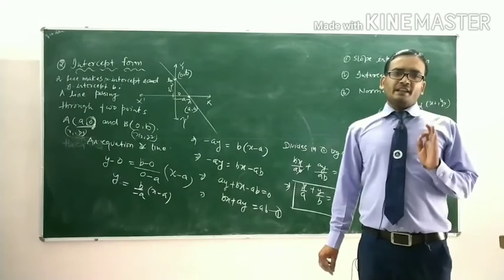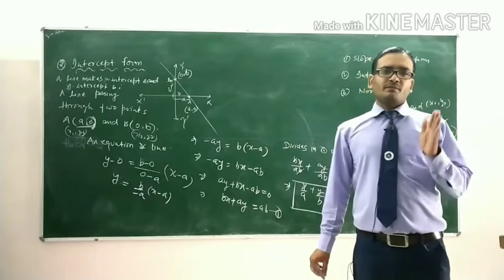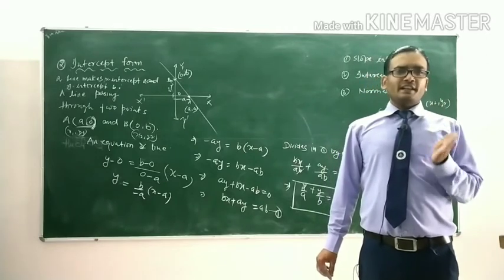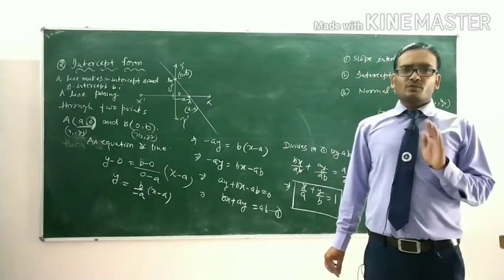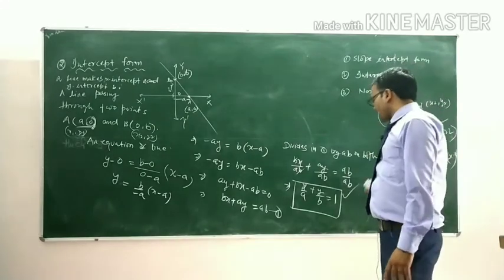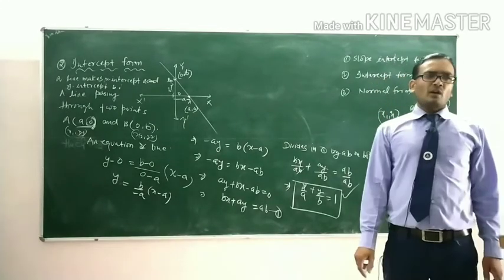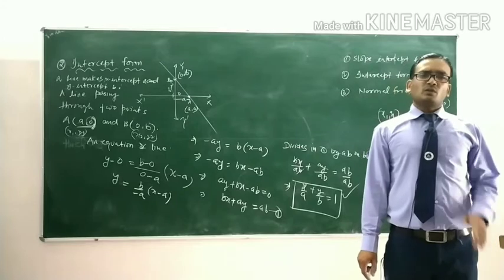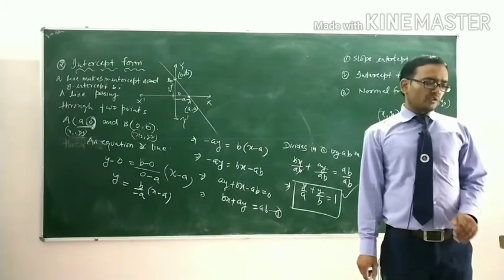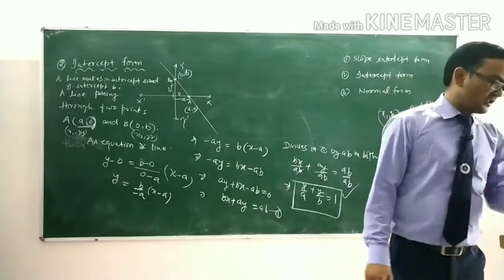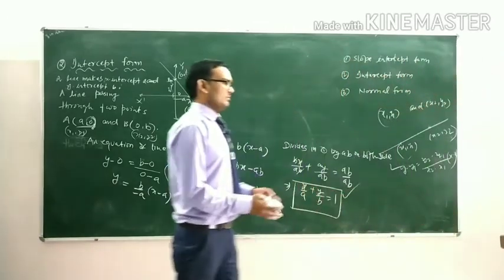If a line makes x intercept a and y intercept b, then the equation of the line is x upon a plus y upon b is equal to 1. Okay students, we solve questions related to this form.